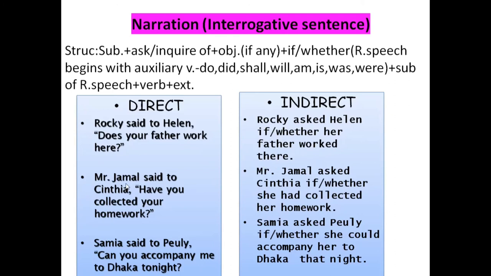Our next sentence, Mr. Jamal said to Cynthia, "Have you collected your homework?" Mr. Jamal asked Cynthia if she had collected her homework. Our third sentence, Samia said to Puli, "Can you accompany me to Dhaka tonight?" Samia asked Puli whether she could accompany her to Dhaka that night.